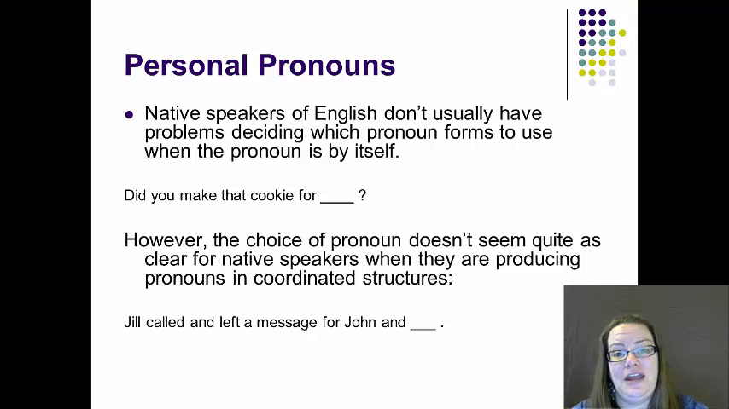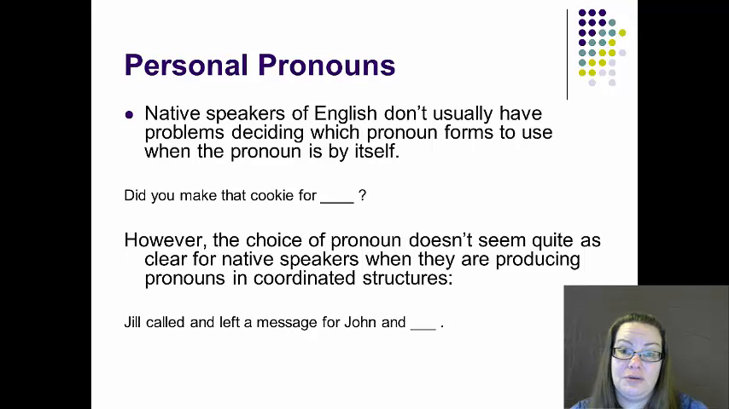When we put in another noun phrase and we coordinate the two with the word "and," we start to have trouble deciding which one it should be. So here we have the sentence, "Jill called and left a message for John and," and again, choose whether we put in I or whether we put in me. Okay? Prescriptive rules say that it should be me.